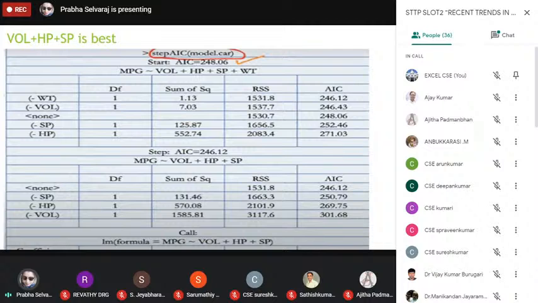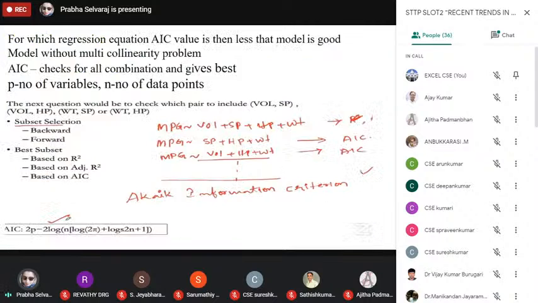Now you can use this model to predict any value by giving the inputs x1, x2 and x3. So this is how you will build the model.